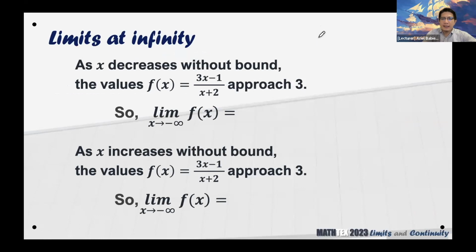So this is how you write it. As x decreases without bound, and you observe that the function values approach a certain value, then we say that that is the limit. And you read it this way, as the limit of the function as x decreases without bound is 3. We mean to say that as x goes to the negative infinities, the function values approaches 3.